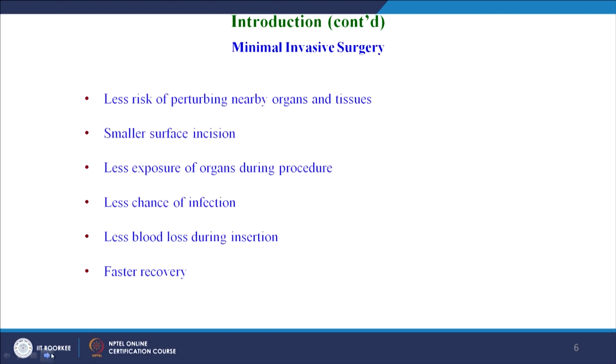Now, coming to the minimal invasive surgery, the advantages of minimal invasive surgery are, as you can see, less chance of infection and less blood loss during the insertion, and the recovery is very fast there, and smaller surface incision and less risk of disturbing the nearby organs or the healthy organs and the tissues, and less exposure of organs during procedures such as brachytherapy and biopsy.